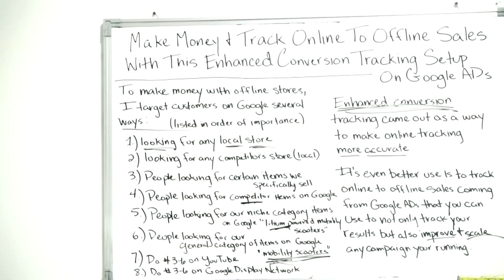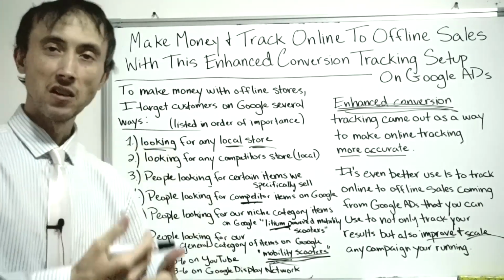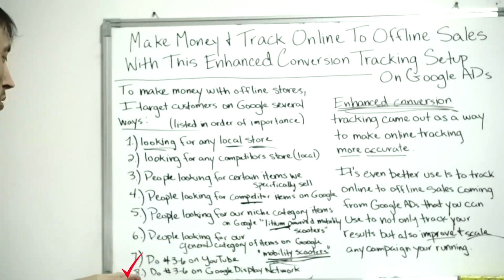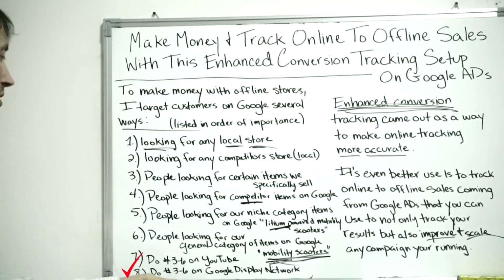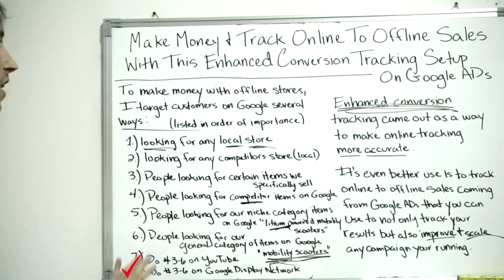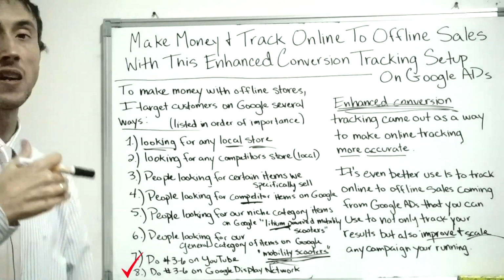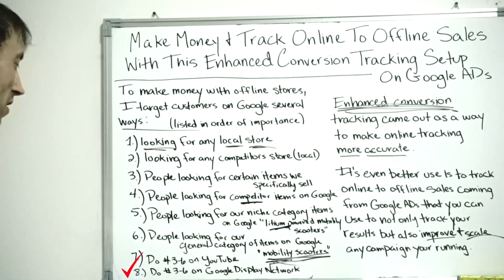But once you've done all that, again, 3 through 6 for YouTube, and you've weeded out what doesn't work and kept what did work on YouTube, you go ahead and you do 3 through 6 on the Google Display Network as the last step. This is all stuff you can do through Google Ads. You can do YouTube ads through Google Ads. You can do Google Display Network ads on Google Ads.